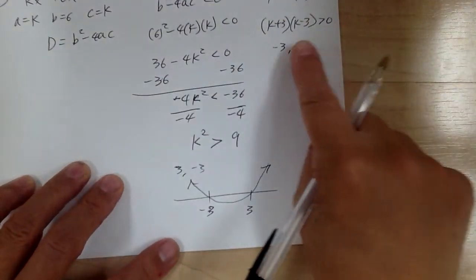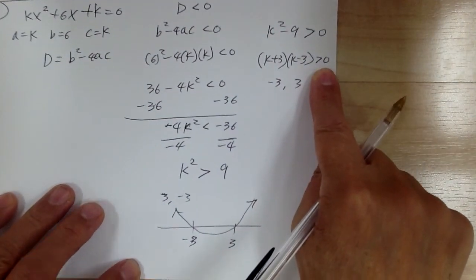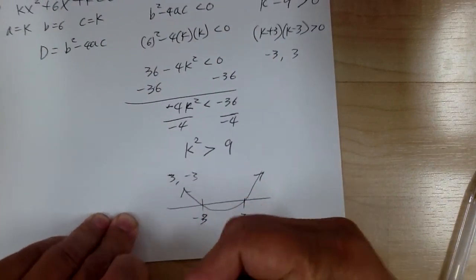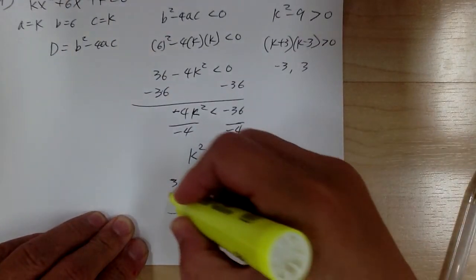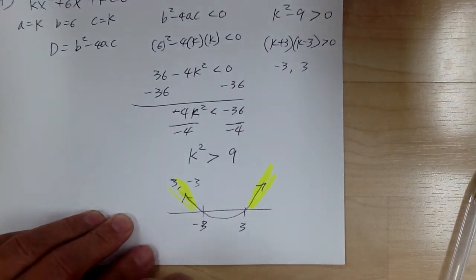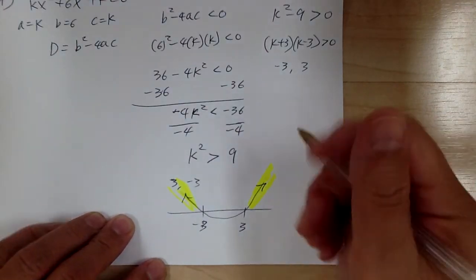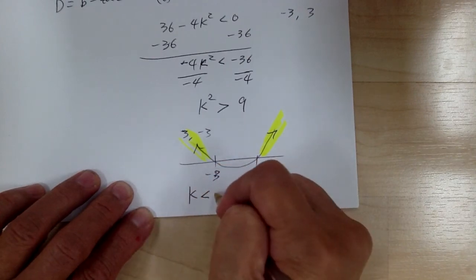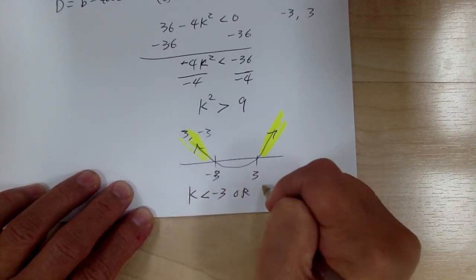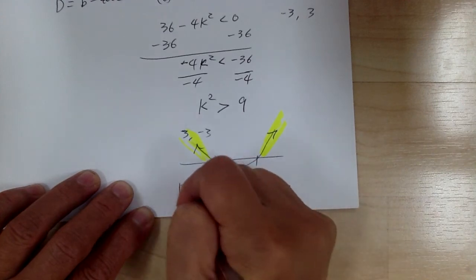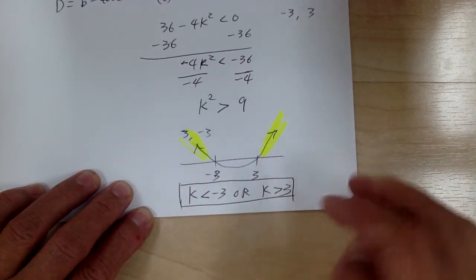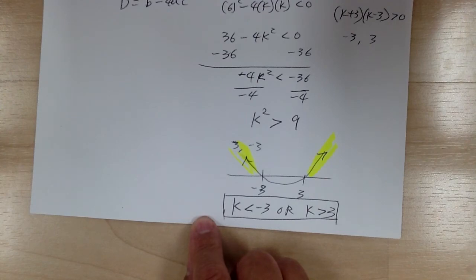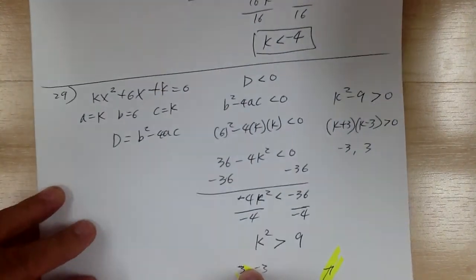Okay, so you're looking for the part that's greater than 0. So you're looking for this part right over here and this part right over here. Therefore you can see that k has to be less than negative 3 or k is greater than 3. And that would be the answer for number 29. Okay, let's go to number 31.